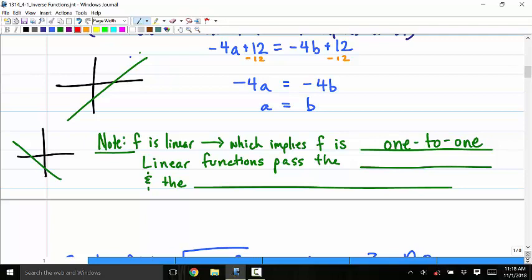Linear functions pass the what test here? With the red. They pass the vertical line test, and they pass the horizontal line test, as long as the linear function is not horizontal. Vertical line test says that it is a function. Horizontal line test says it is a one-to-one function, right? Okay.